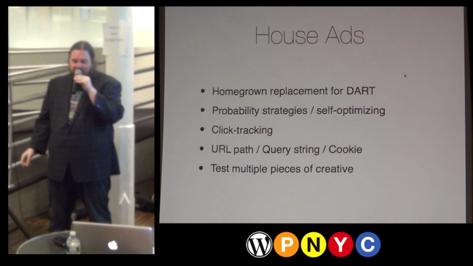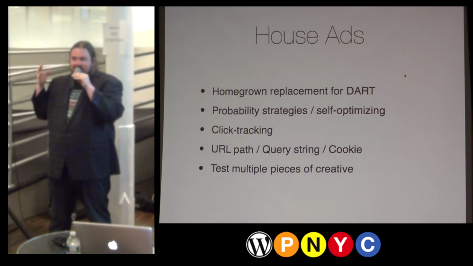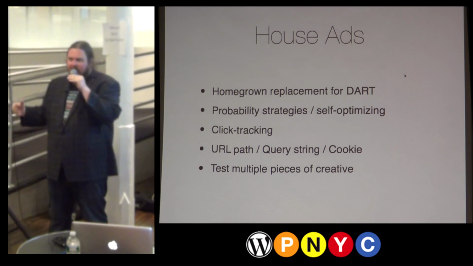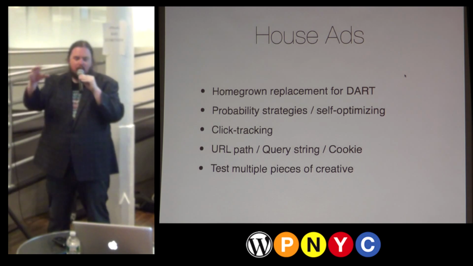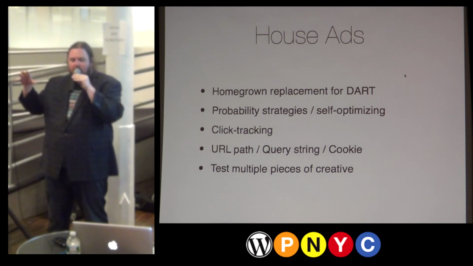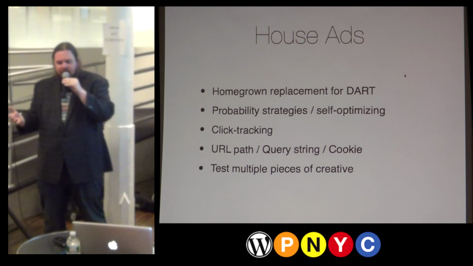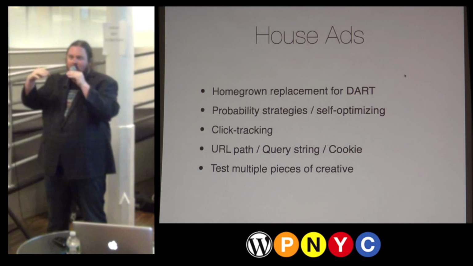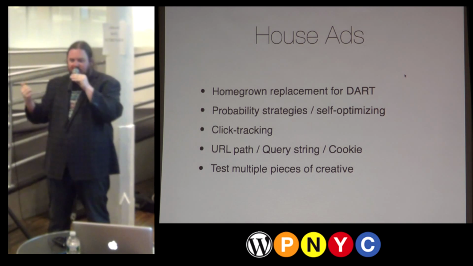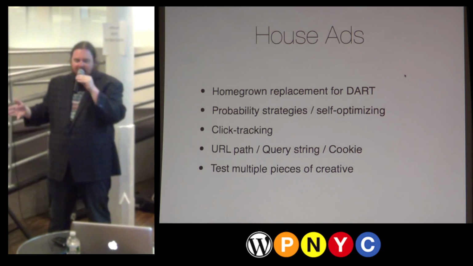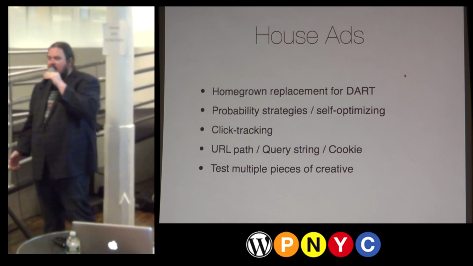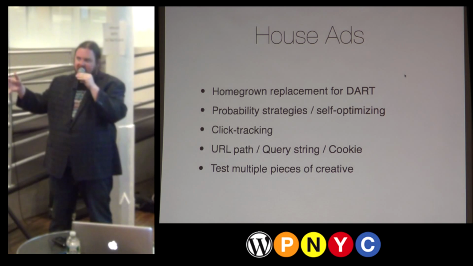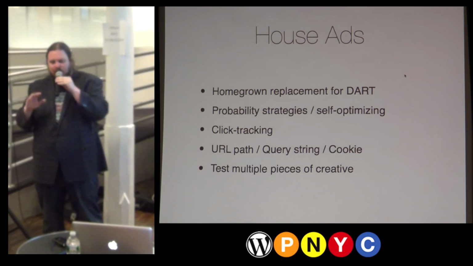So I kind of started looking at how ads are served and came up with tools to allow someone who enters in some creative or multiple pieces of creative to basically say when this ad is supposed to show up based on the cookie, based on the URL, based on the query string. They can test multiple pieces of it, and they can actually pick a probability strategy to use for testing the ad. And that sounds way harder than it is.